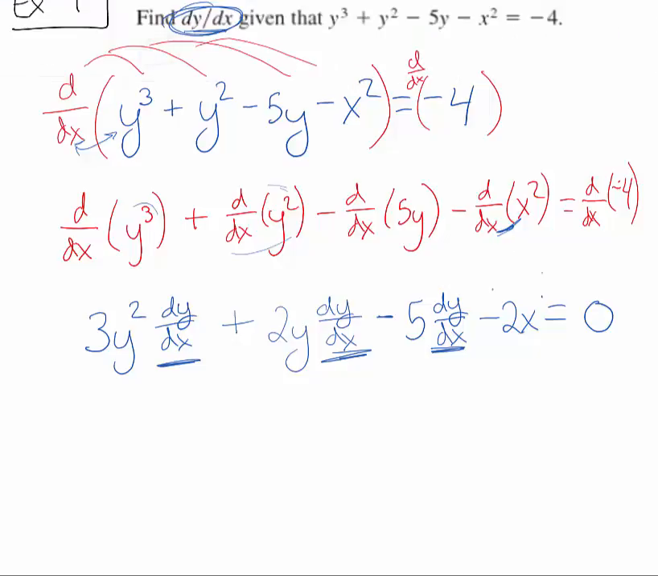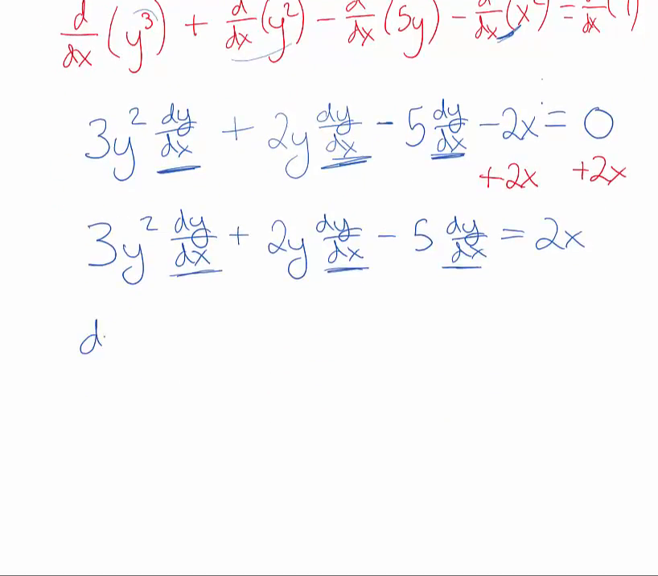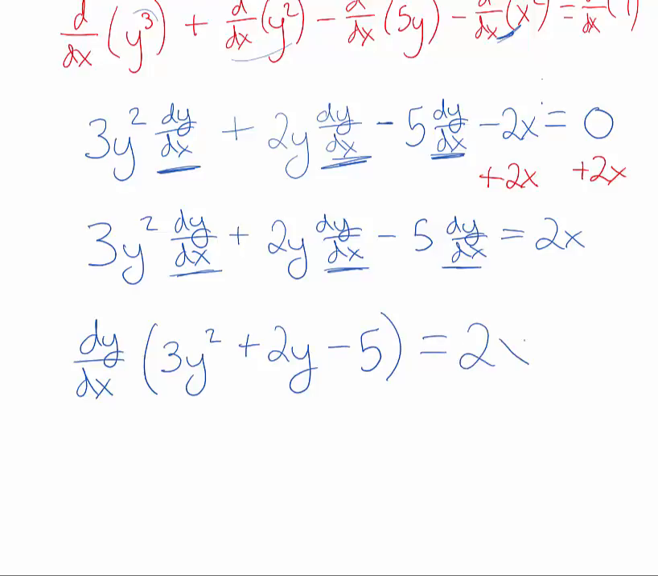So right now the only term that doesn't have dy/dx is this negative 2x, so we're going to add it to the other side, and we'll end up with 3y squared dy/dx plus 2y dy/dx minus 5 dy/dx equals 2x. Now we see that we have dy/dx everywhere, which means we can factor out that term dy/dx. So we factor out a dy/dx, we're left with 3y squared plus 2y minus 5 equals 2x.